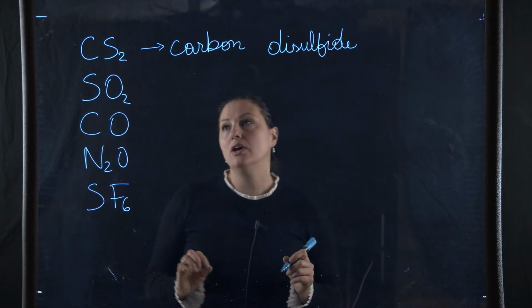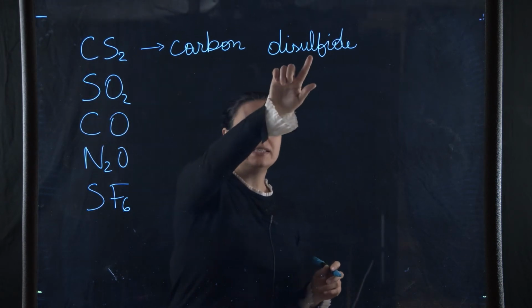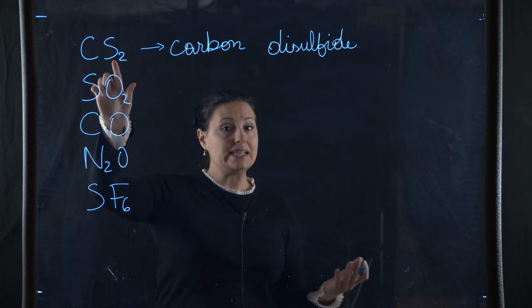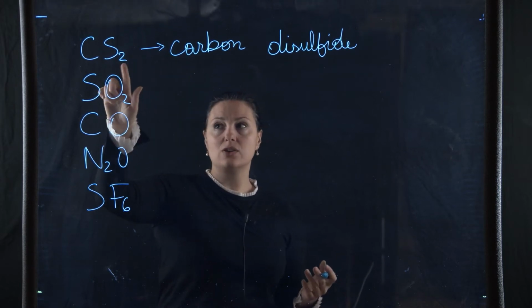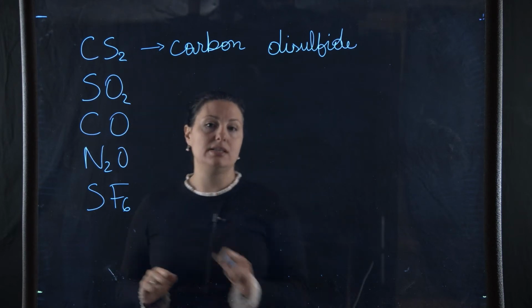That is the name. So we write the name of the first element, and then the second element gets the IDE ending, and then whatever prefix corresponding to the subscript. So the di in this case, because it's 2.